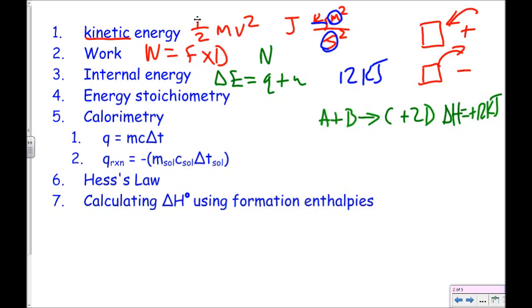Now, next would be calorimetry. Calorimetry comes in one of two forms. Now, they're both MC delta T, but really they're two different situations, and you need to recognize the difference because it's going to cause a difference in sign.